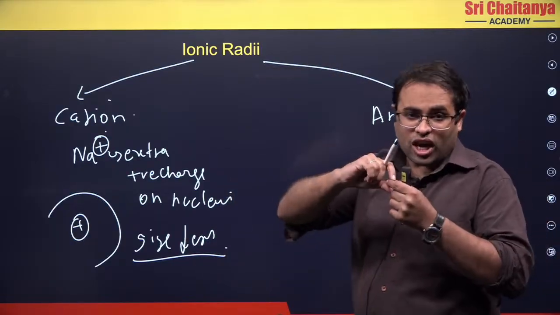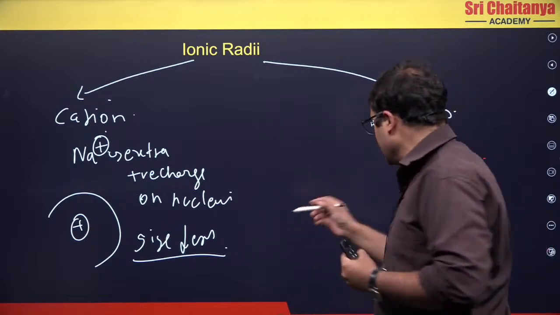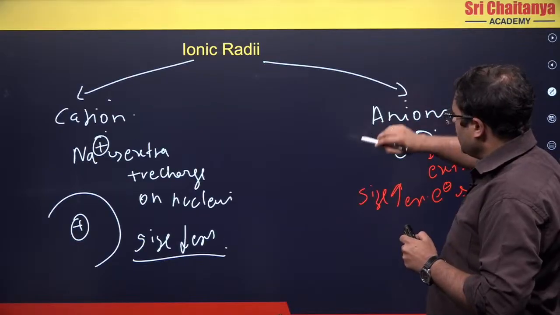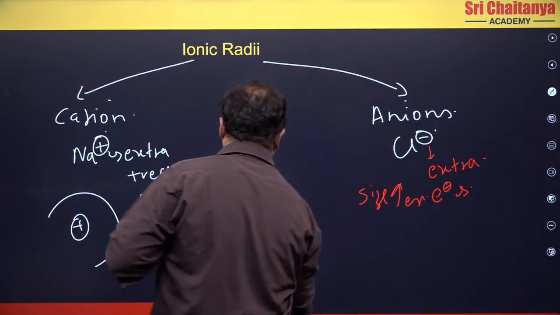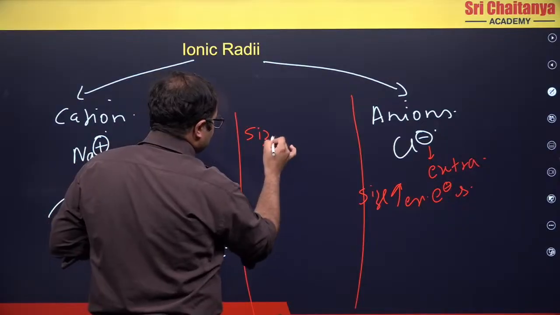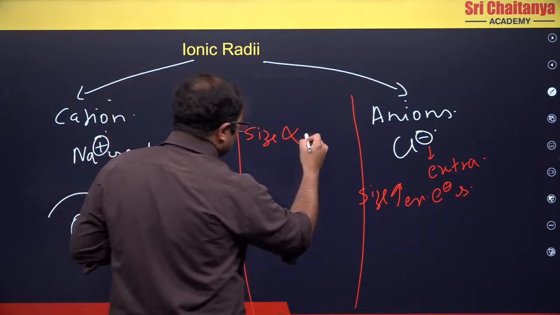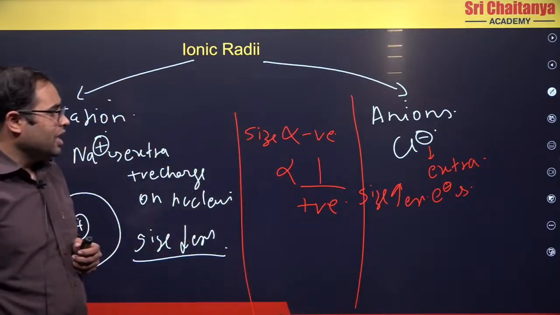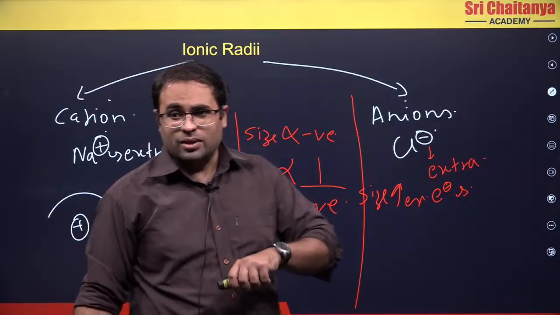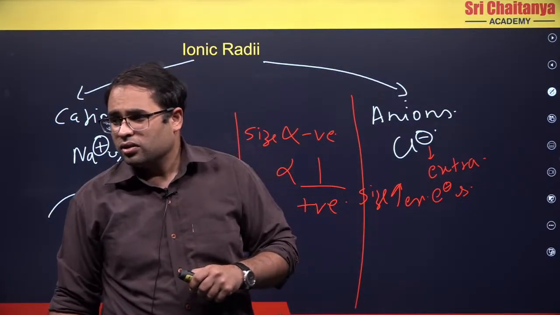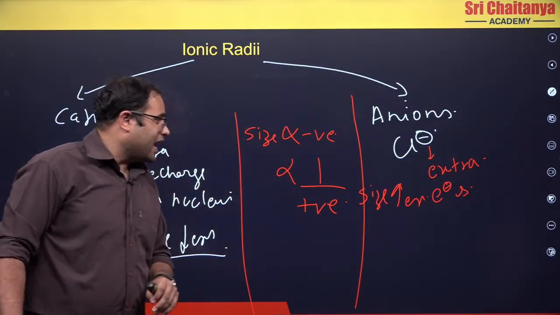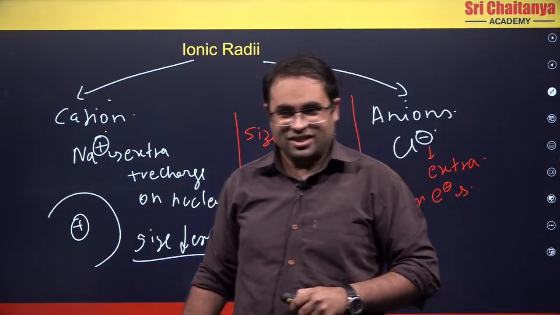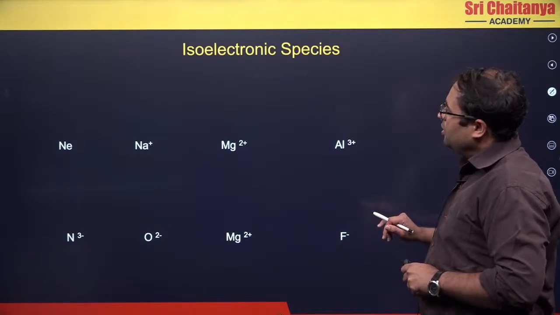For less nuclear charge, you have more electrons, due to which the size increases. So in total, I can say here that size is directly proportional to the negative charge and size is inversely proportional to the positive charge. As the negative charge increases, size increases, and as the positive charge increases, size decreases. Yes, this is the trick, right? Right. So this is an example.